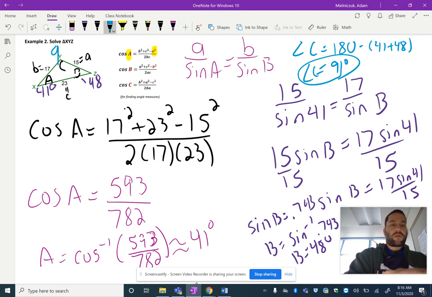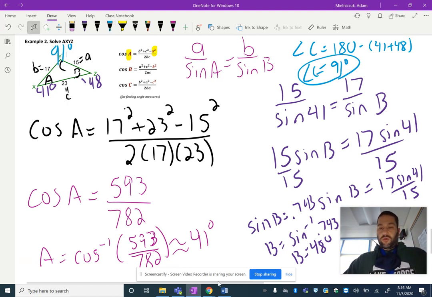So we have just solved that triangle using the law of cosines, the law of sines, and knowing that a triangle adds up to 180 degrees.